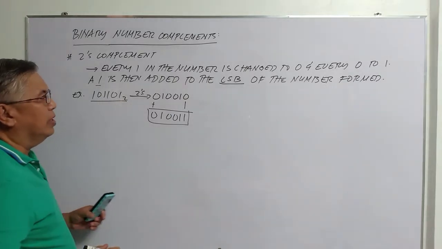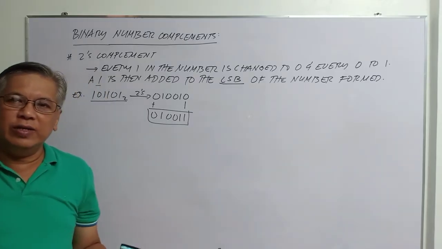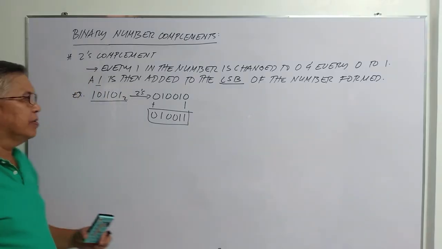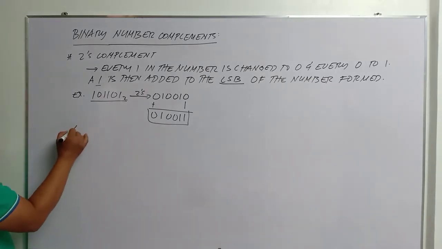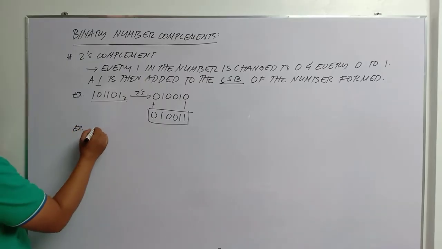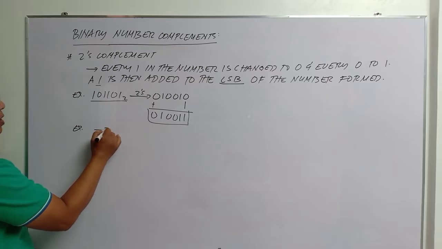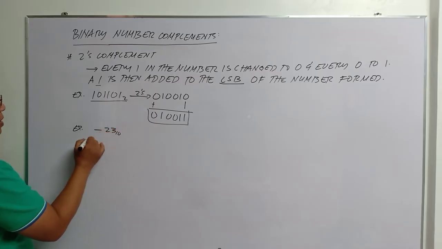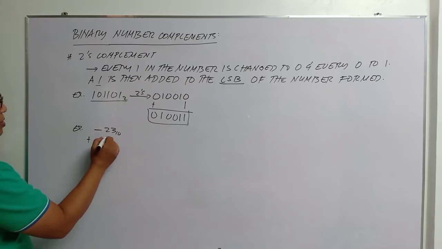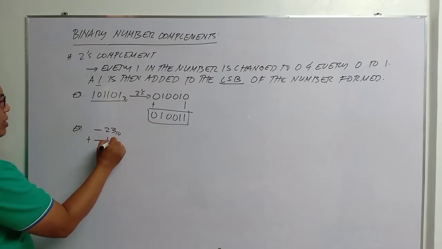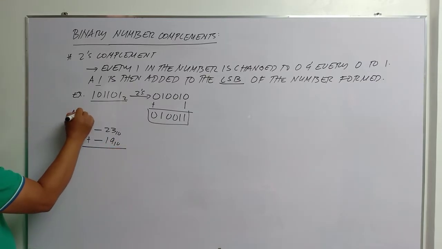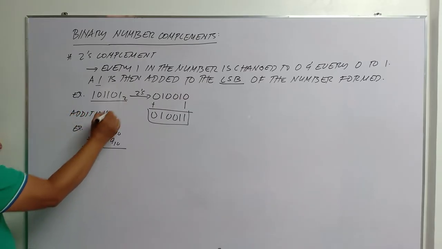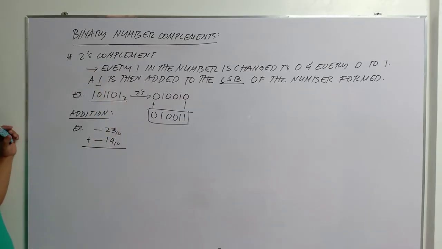So how do we use the 2's complement in adding or subtracting a negative number? Say, for example, let's say we want to add minus 23 of base 10 plus minus 19 of base 10. Okay? So this is for addition, adding two negative numbers using the 2's complement.